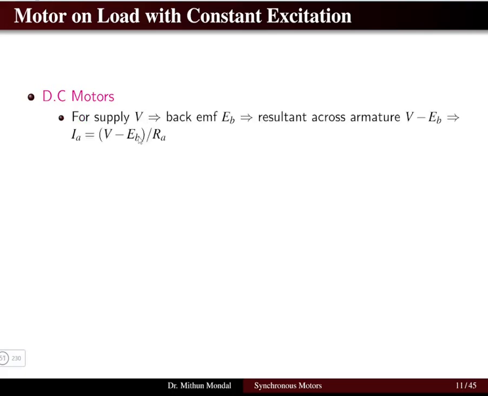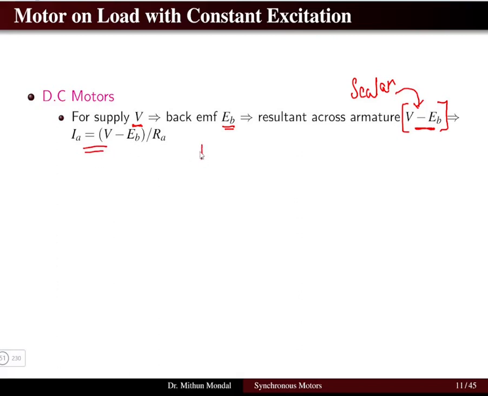So in the DC motor, we first give the supply voltage V, which produces a back EMF EB. This results in the resultant voltage in the armature, which is V minus EB. Now special note we have to give here is that both V and EB are basically scalars, and the resultant voltage in the armature is basically the scalar difference of V minus EB, whereas the current that flows in the armature is basically V minus EB by RA.